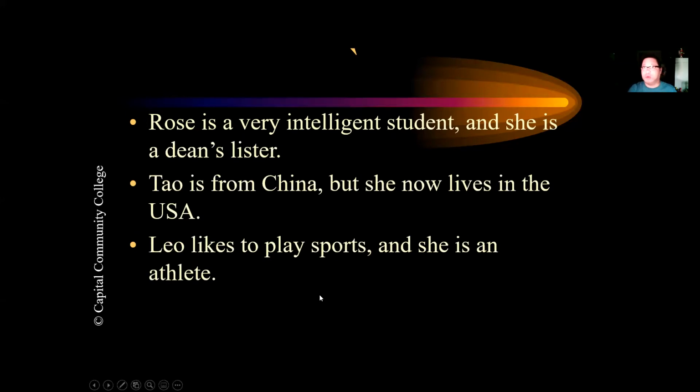Leo likes to play sports. Again, another complete sentence. And then there's another sentence, which is being connected. She is an athlete. So I'm using the word and. Therefore, I'm going to use a comma before and. Okay, I hope this is quite clear.